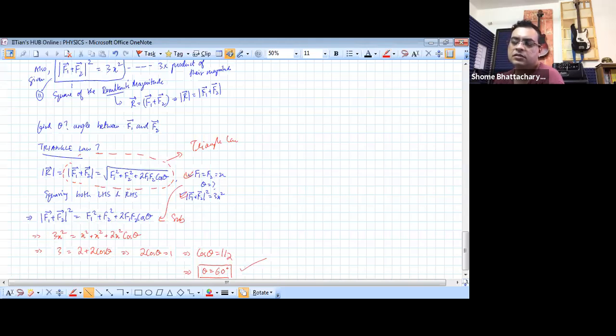Now the rest is algebra. Take x square common on both sides. So 3 is equal to 2 plus 2 cos theta, and then just solve it algebraically. This step, from here to here, just cancel off the x square, right? Common term on both the sides.